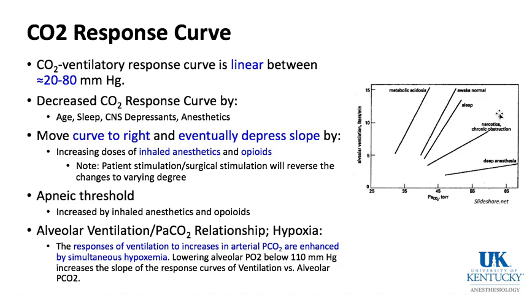Alveolar ventilation CO2 relationship in hypoxia is referring to the concept that the responses of ventilation to increases in arterial PCO2 are made even more in the presence of simultaneous hypoxemia. So if a patient's CO2 goes up, you should hyperventilate. If the CO2 goes up and the patient's also hypoxic at the same time, they will hyperventilate even more than they would if they didn't have the simultaneous hypoxemia.